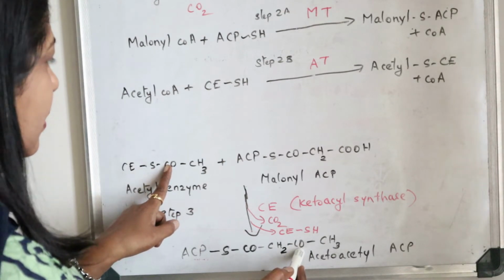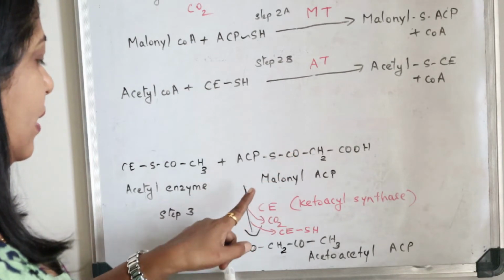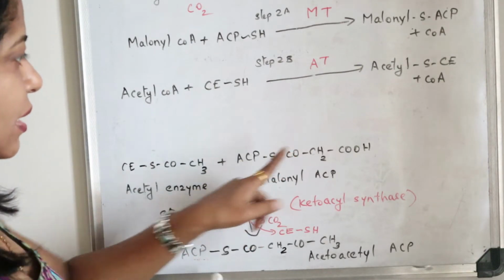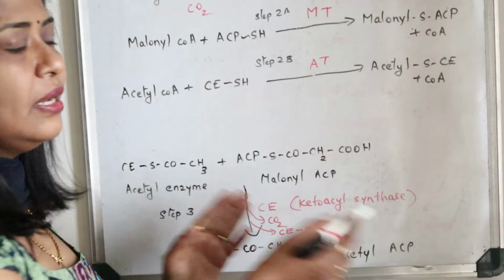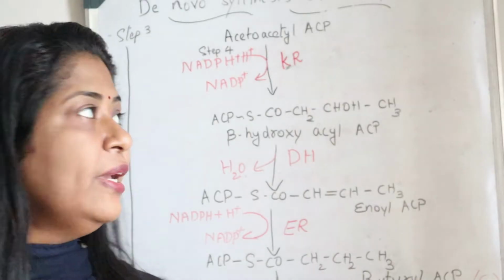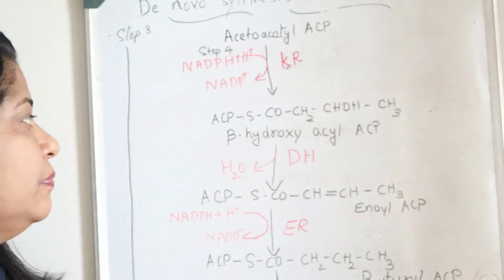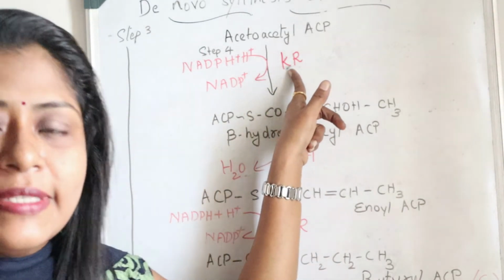CH3CO, again we can see CH2CO-ACP, that is the COOH is released as carbon dioxide, and we will get the acetoacetyl ACP or beta-ketoacyl ACP. So now we can move to the fourth step, that is catalyzed by another enzyme, ketoacyl reductase.